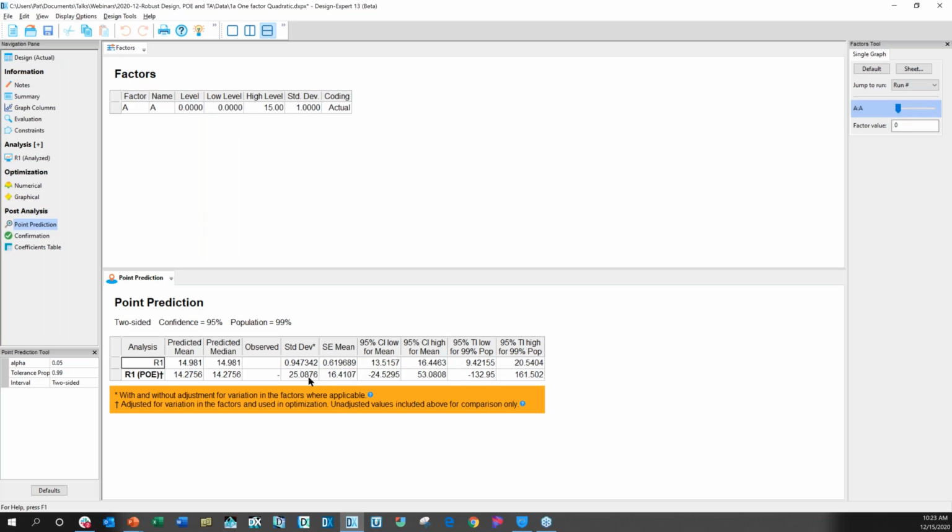So I'll drag A to its lowest value. We can see at its lowest value, that's 25. If I drag A to its highest value, that propagated error is only 4.1.